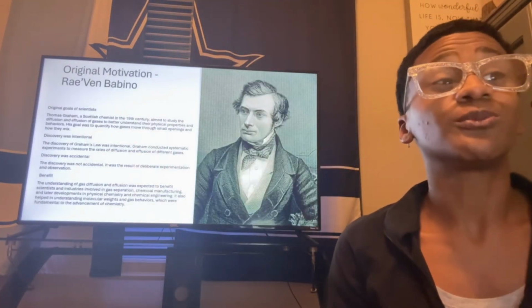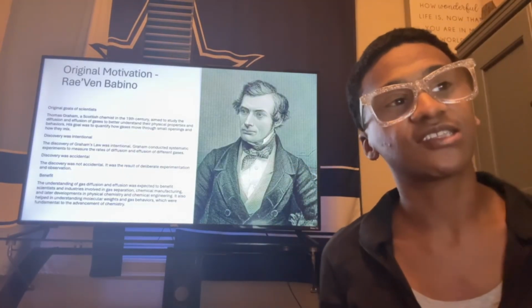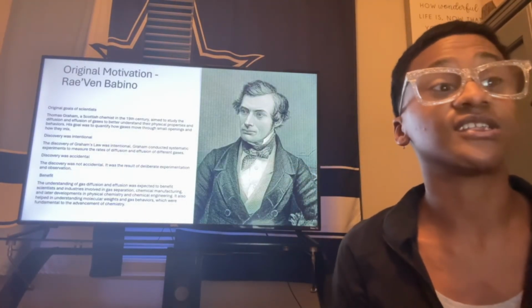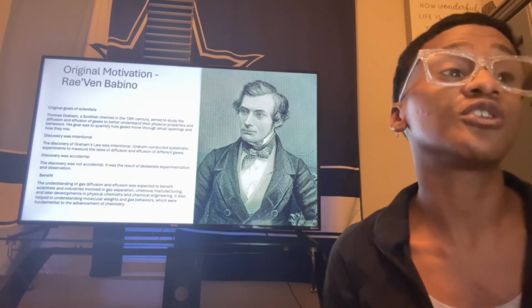So for the original motivation, we have Mr. Thomas Graham, a Scottish chemist in the 19th century, who aimed to study diffusion and effusion. He discovered Graham's Law.